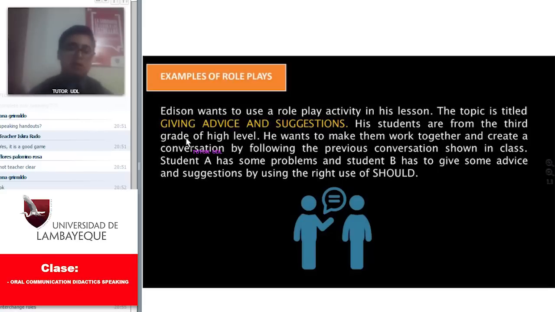So in this case, the students are going to take two different roles. One student is going to be the patient, okay, something like that. Yes, or maybe the friend, right? And the other student is going to be maybe the other friend or maybe the doctor, right? So maybe they can talk, or maybe they are in the park, so one student is going to mention any problem that he has, and the other is going to give some advice or suggestions, but of course using, in this case, should.